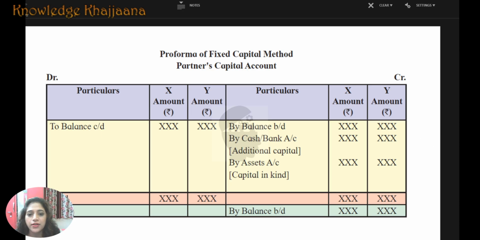So this is the pro forma of the partners' capital account under the fixed capital method. See, whatever is the balance of the capital, it is written as "by balance brought down" on the credit side. Okay, whatever the amounts are, against, see, X is a partner and Y is a partner.